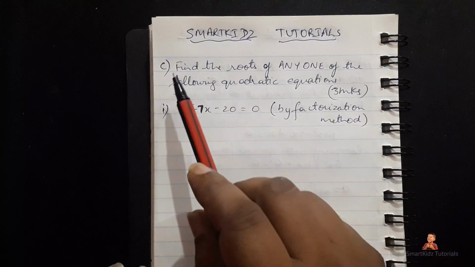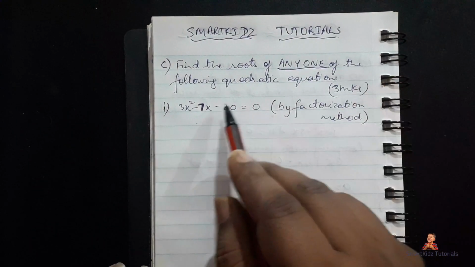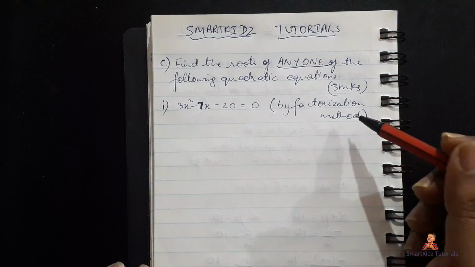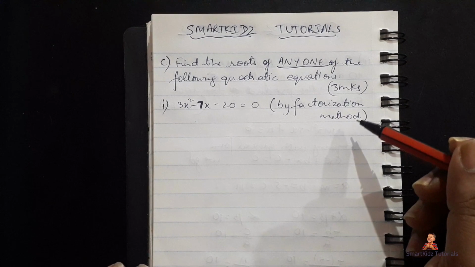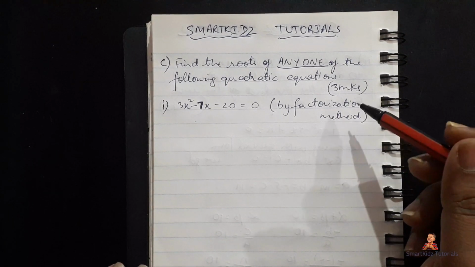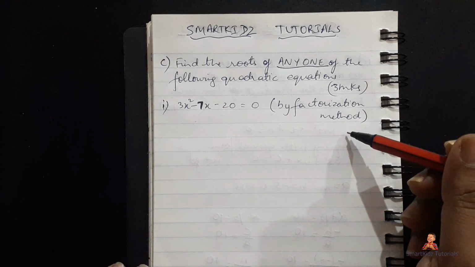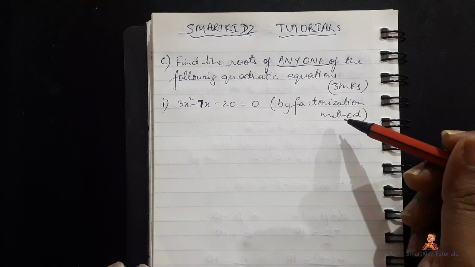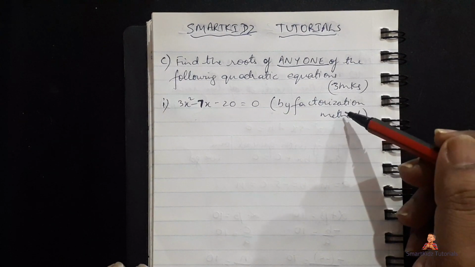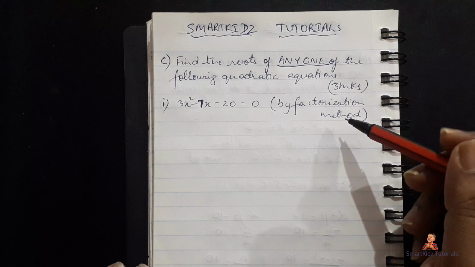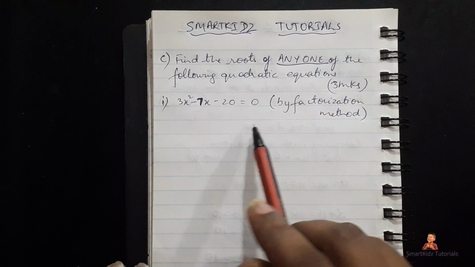Coming to question 4c, it says find the roots of any one of the following quadratic equations. That means you'll get two equations. One will be by factorization method, one will be by quadratic formula method. In this video we'll solve both of them and we'll see how we can solve. But for examination you are free to answer any one, or if you want you can answer both of them as well. But you'll get 3 marks for any one of the solutions that you have attempted.